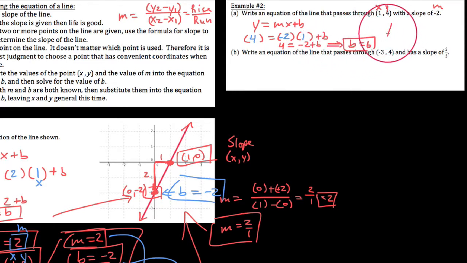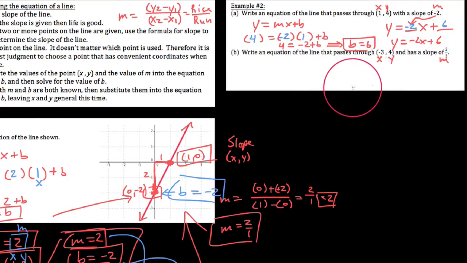So if b is 6, then we could say, well, then the equation of this line is y equals mx plus b, where m is -2, and b is 6. So this is y equals -2x plus 6. Okay, so this last one here says write the equation of the line that passes through this point. We have some x, some y, and some m. And we'll see how this one looks a little bit different, but then I want to talk about its graph.